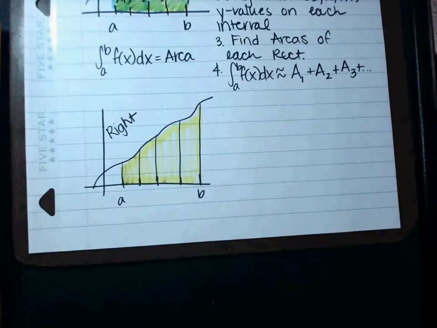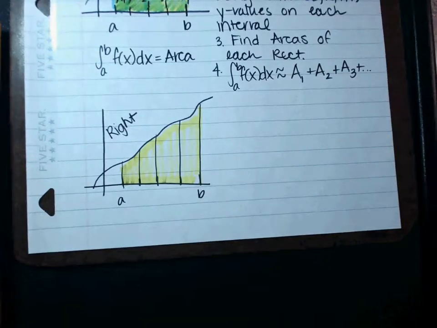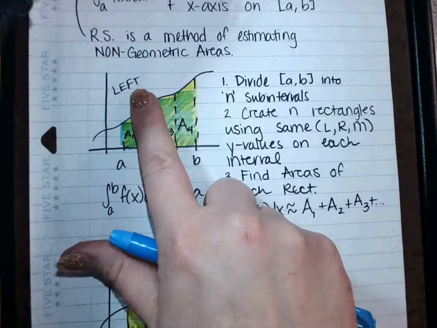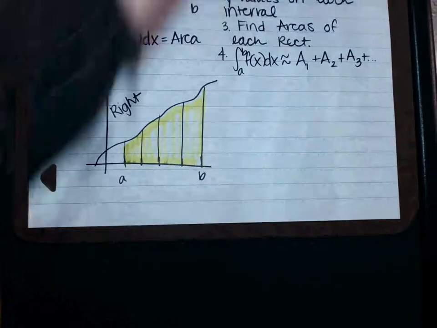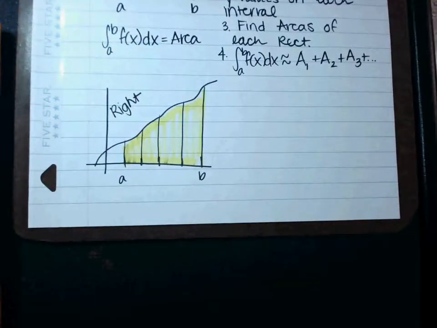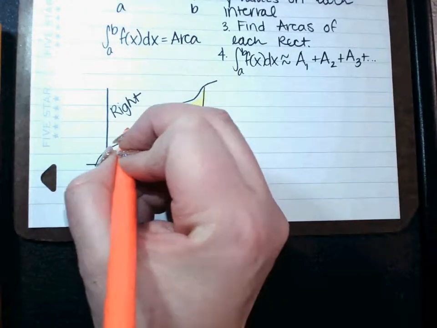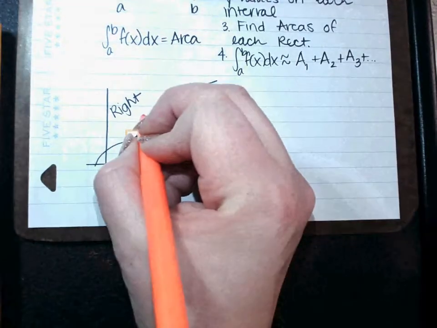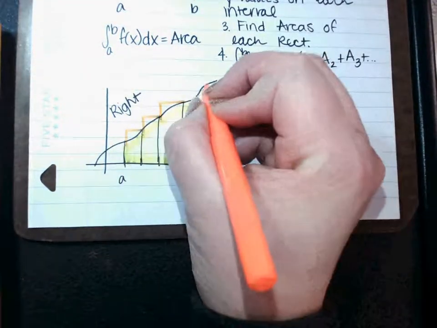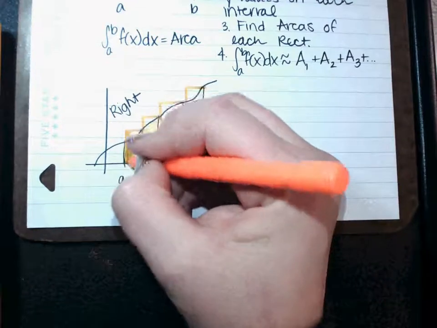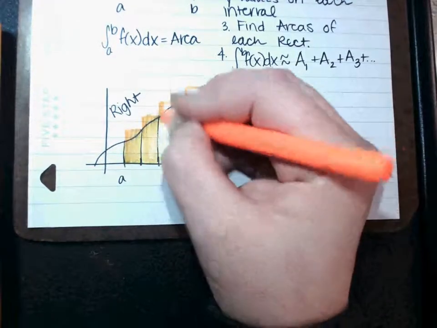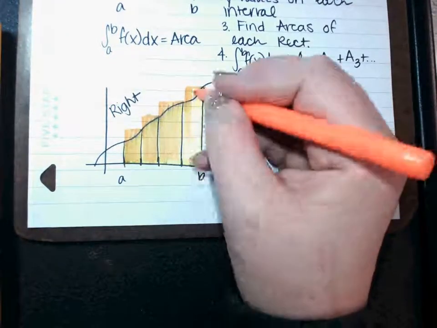So the first one was the left. The first one, yeah, and I had labeled it left kind of sneakily, but yeah, the first one's left, this one's right. So we're now going to take our right endpoint, cut across and down. Then cut across and down, across, down, across, down. How do you know which one to use? It will tell you on the AP test which one they want you to use.